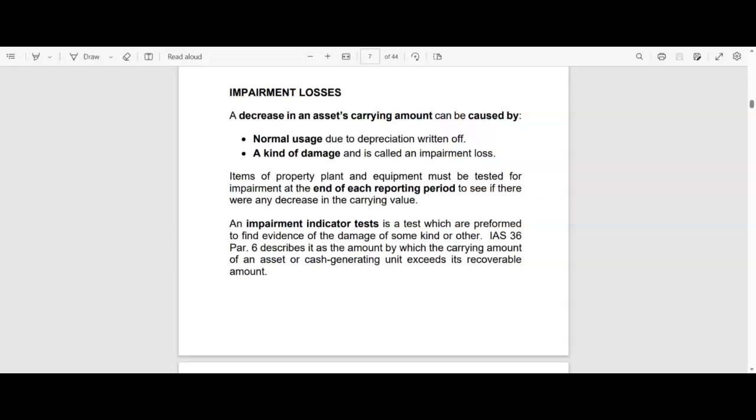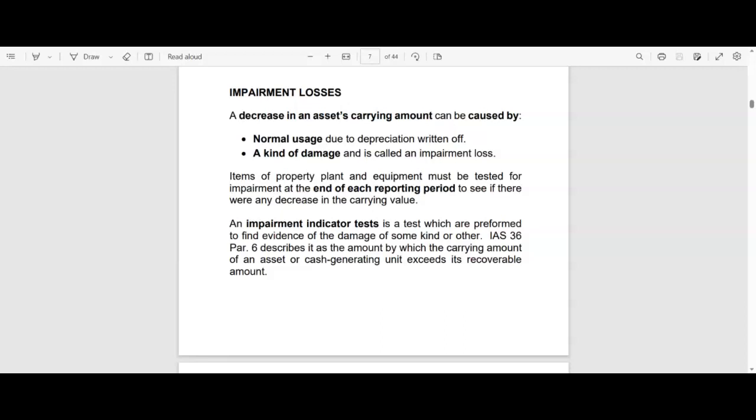But ladies and gentlemen, besides that, there can be some sort of an almost overnight decrease in the value of an asset, some kind of damage, as we say in the notes there, right? And that sudden loss of value is then referred to as an impairment loss.